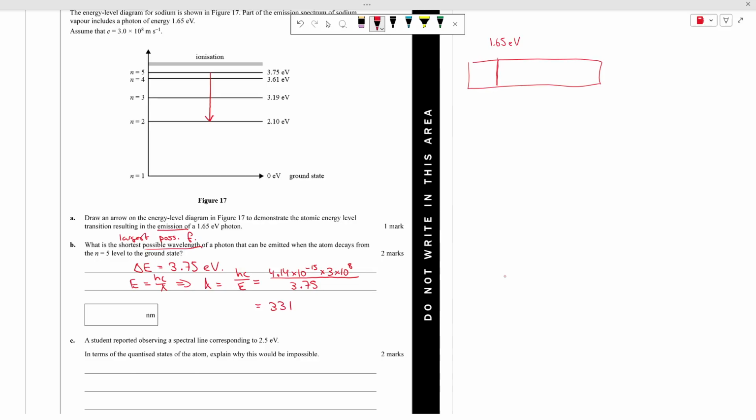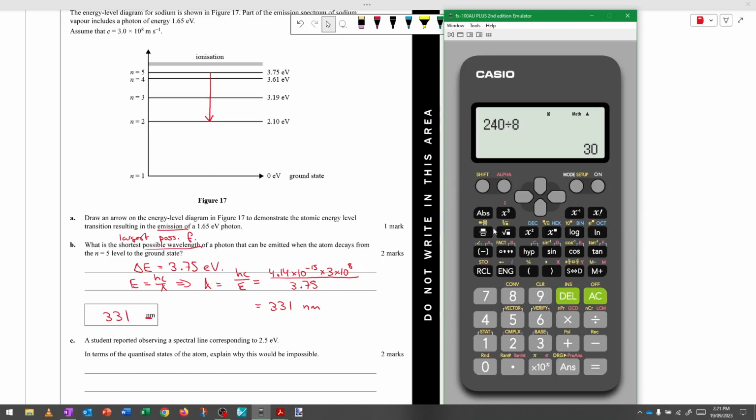But because your unit is in nanometers, it's got to be in nanometers. I'll just quickly do it on the calculator so you can see what it would spit out for you. 4.14 times 10 to the negative 15 times 3 times 10 to the 8 over 3.75. There you go. So that's what it's going to give you. But if you press engineering, it'll swap it to negative 9, and that's your nanometers there. Whoa, hang on. I forgot a 4. That's why my answer is different. Thought I clicked 4.